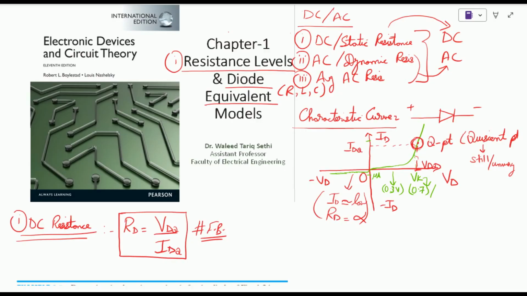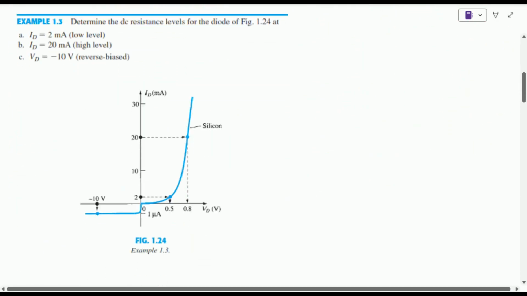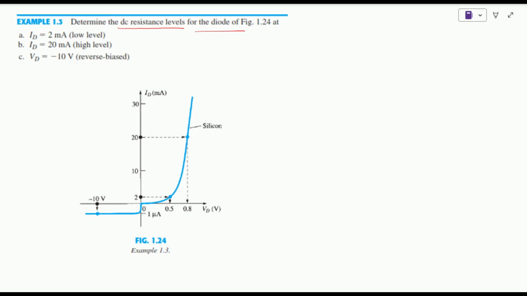So to better understand this, let us have a look at an example question and see how we can find the resistance level, specifically the DC resistance level for any given diode in a circuit. In this example taken from our textbook, we are asked to find the DC resistance level for the diode, which has the characteristics shown in this figure 1.24.